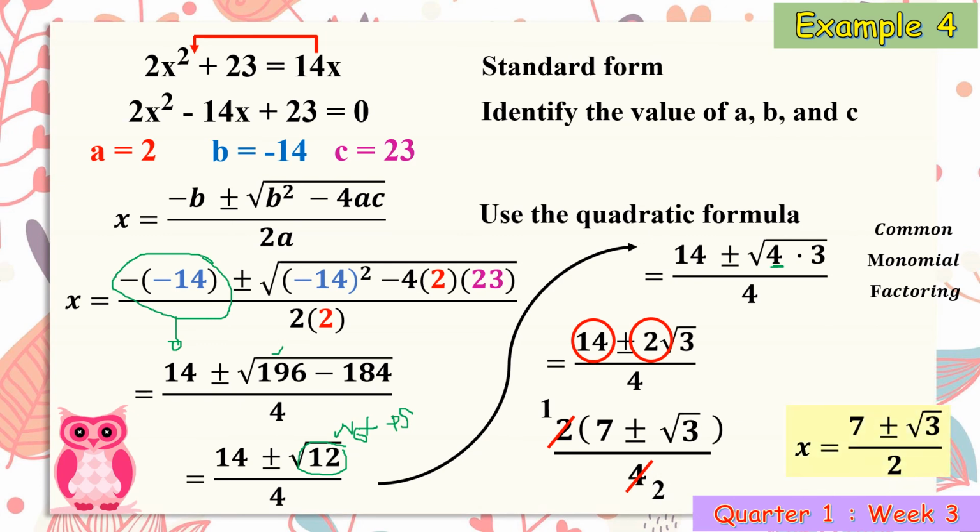So therefore, whenever we simplify, we got here our roots, or the solutions of the given quadratic equation, as x is equal to 7 plus minus square root of 3 all over 2. So simply, our x sub 1 can be 7 plus the square root of 3 all over 2, and our x sub 2 can be 7 minus the square root of 3 all over 2.